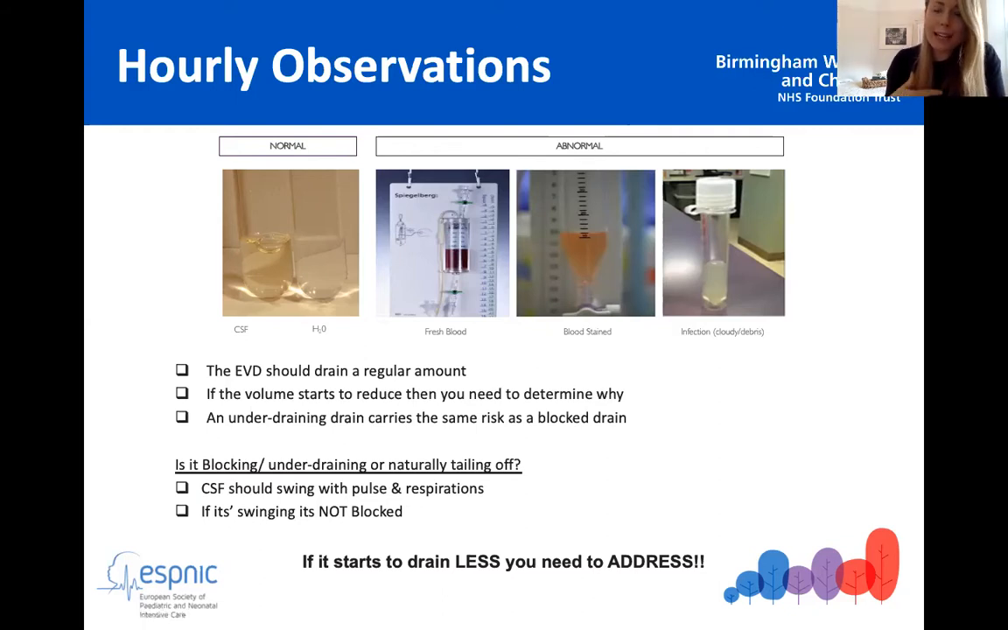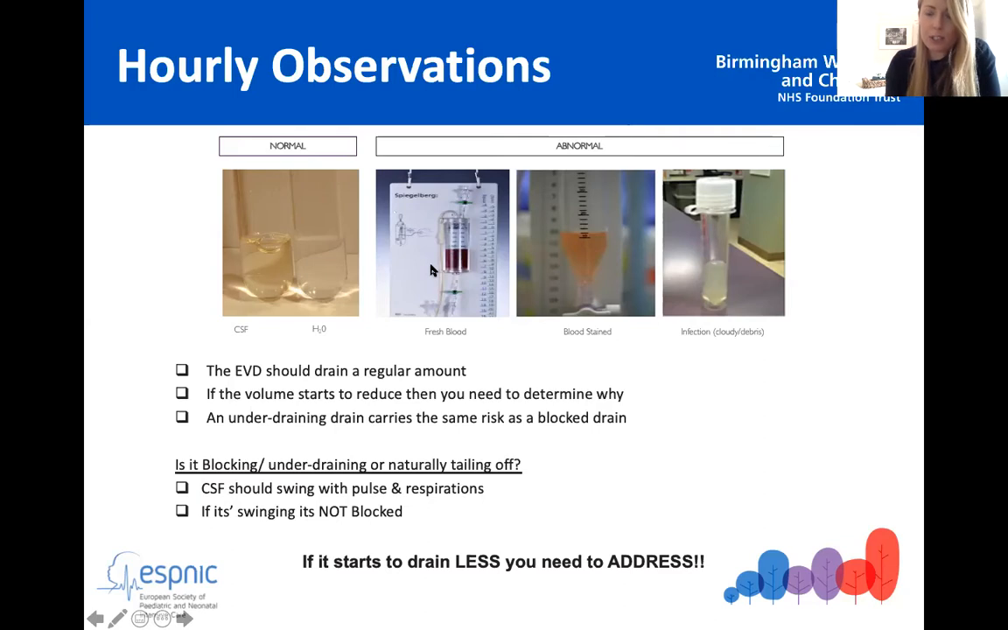And what I would say again is just that the whole point of that continuous monitoring of the EVD system is it's going to give you a really good picture of what's happening with it. What I would expect when they first come back is that they have fresh blood, that within a few hours, hopefully that starts to tail off into blood-stained CSF, and then eventually that starts to clear towards a more normal looking pristine CSF.